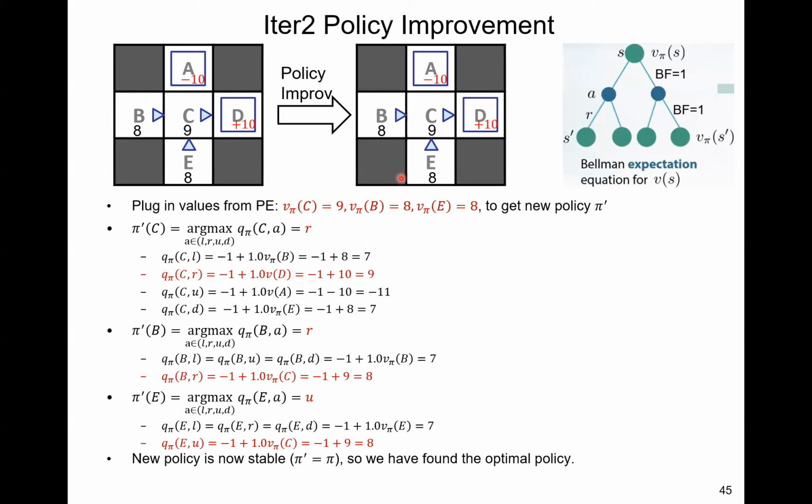So when you're doing policy improvement, you always evaluate all the actions and take an argmax. Even though your current policy may be deterministic, you need to look at all possible actions, because in the next iteration your policy may change.